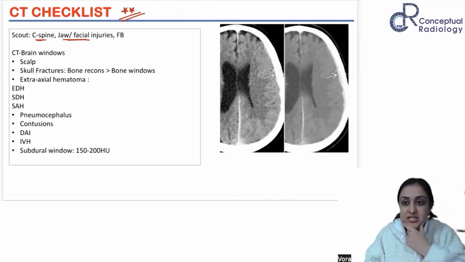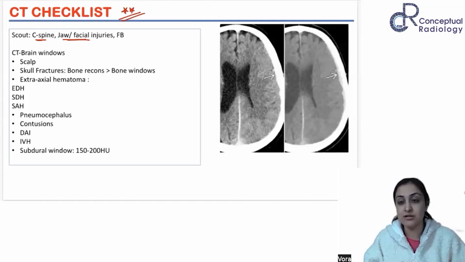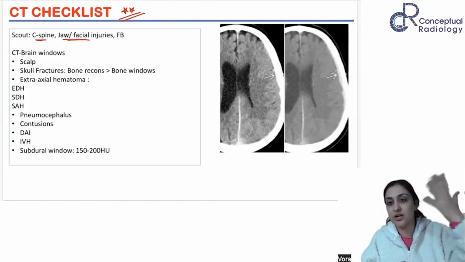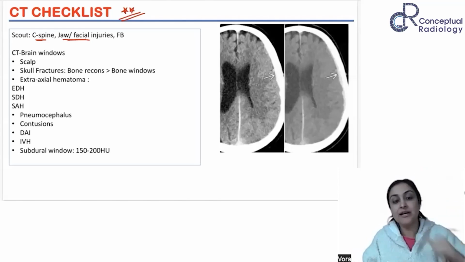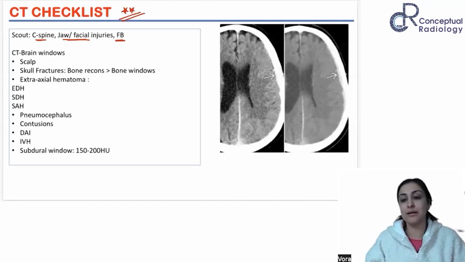Jaw and facial injuries, a lot of times they are not going to be included in the brain CT that is requested, but the scout will give you this bird's eye view of what is happening to the adjacent structures like the C spine, jaw, facial injuries, if any, and foreign body. In one look, you will be able to see any metallic foreign body if it's there somewhere, right? So scout is very good for these three. Just give a quick glance and rule other things out.